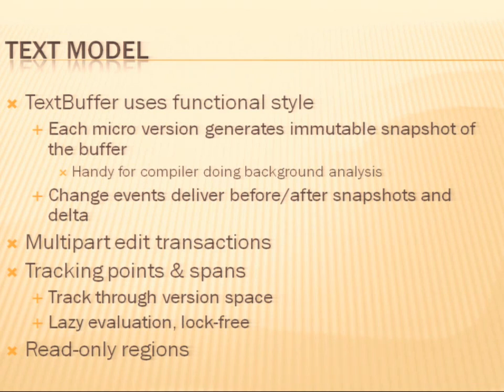There is, of course, an eventing model at this level, and the change events that you receive deliver you a before and after snapshot and the set of changes between them. The buffer supports multi-part discontiguous transactions that take you from one snapshot to just one more. And there's a whole menagerie of support classes and types that are common in this sort of domain to track text as things change and so on. The point I wanted to make about those is that they use lazy evaluation. They don't use locks. They're very efficient, which is a step forward from the previous editor.